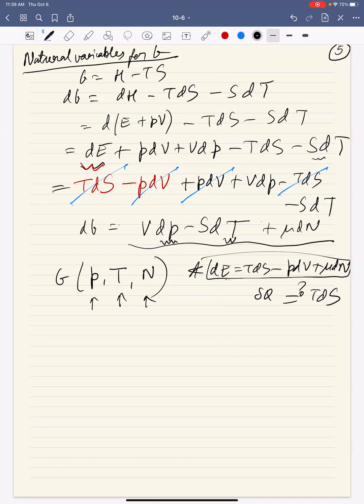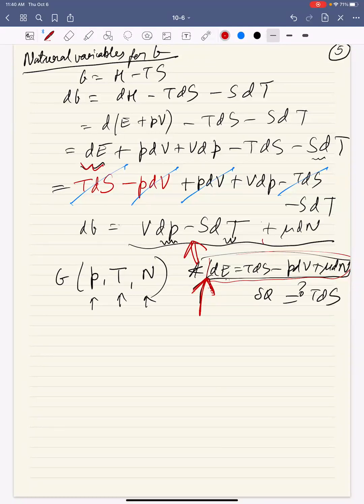I may have missed the argument, but natural variables are the ones for which the function, if defined in those variables, gives you complete thermodynamic information. Where in this argument are we able to say that we get all the thermodynamic information? Because this is equivalent to this equation. This equation was thermodynamically complete. And you can go back and forth. We were just able to derive dG is equal to VdP minus SdT plus mu dN from this equation, but you could do the opposite thing. So they are interchangeable. They are exactly the same.